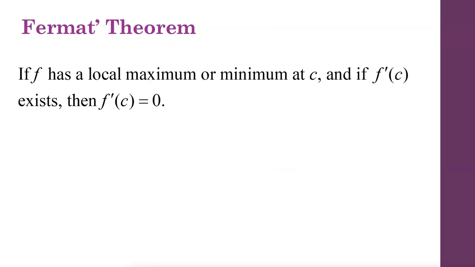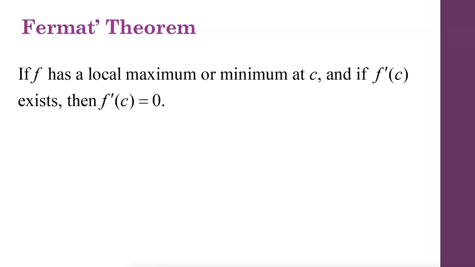Fermat's theorem says if f has a local max or min at c, and if f prime of c does exist, then f prime of c must be 0. So again, let's make sure we understand what it does not tell us. Got to be careful. It does not say that if the derivative is 0, we necessarily have a local max or min. The derivative of a function can be 0 at a point, and that point may not be a max or min. This says if I have a max or min, then the derivative would be 0 if it exists.